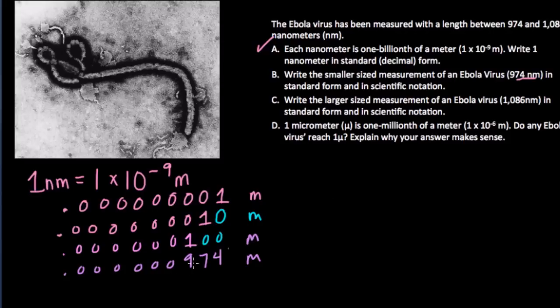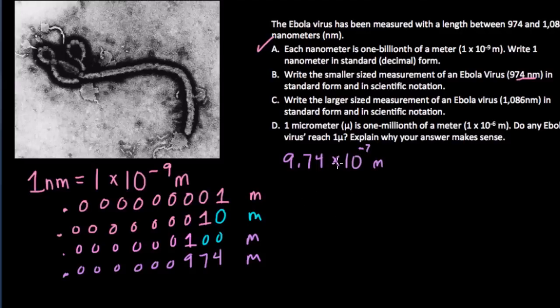Well, we'd want 9.74, a number between 1 and 10, times 10 to what? Well, in order to get 9.74 from this number, we have to multiply by 10 once, twice, 3, 4, 5, 6, 7 times. We have to multiply by 7 powers of 10. But that would change the value of the number. We don't want to do that. So we balance it by dividing by 7 powers of 10.